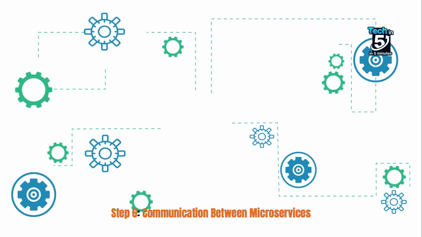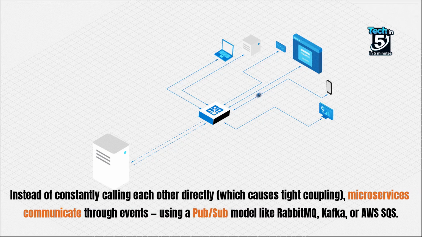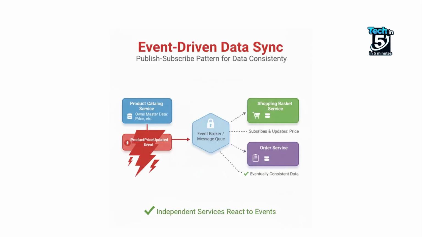Step 6. Communication between microservices. Instead of constantly calling each other directly, which causes tight coupling, microservices communicate through events using a pub-sub model like RabbitMQ, Kafka, or AWS SQS. For example, when the catalog service updates a product price, it publishes an event in the queue of the message broker. The basket and order services subscribe and update their data accordingly.